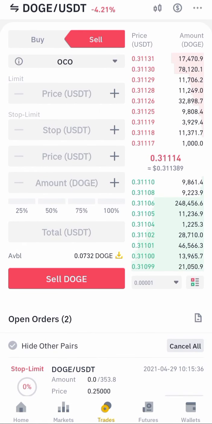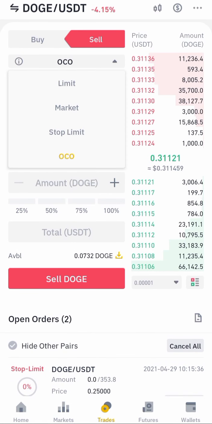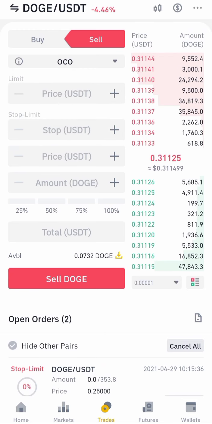All right, so that's how you make use of your OCO. How you also make use of your limit order and your market order, I explained earlier.